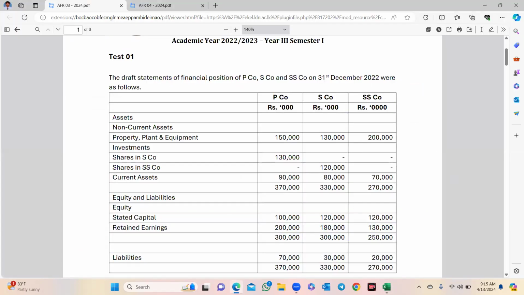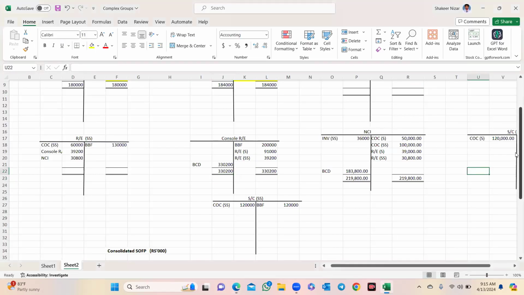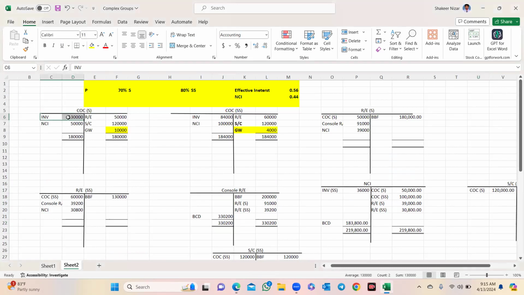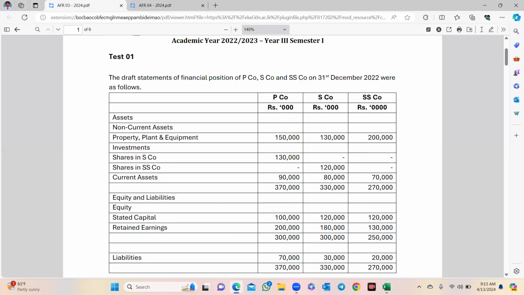So we can firstly start the consolidation working from the cost of control account. We can recognize directly this investment made by parent in order to acquire subsidiary. That is 130,000. Investment account is credit. Cost of control account is debit. But in turn, we cannot recognize the full 120,000 made by the subsidiary in order to acquire the sub-subsidiary, because we prepare the consolidated statement of financial position from the parent's perspective.